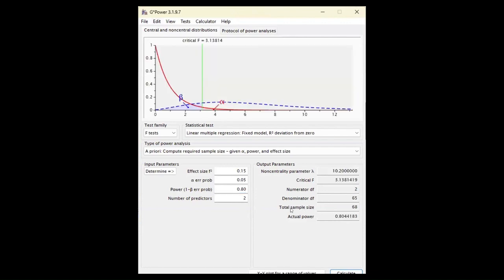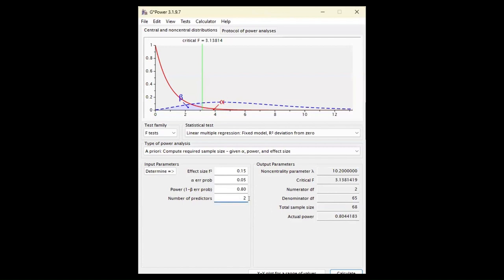So here you can see that this one is important, the total sample size. Based on the information I provided, with a medium effect size, alpha 0.05, power of 0.80, and two predictors, my result suggests that a minimum of 68 participants potentially can be enough. If I have a genuinely significant effect, it can be detected with a minimum of 68 participants.